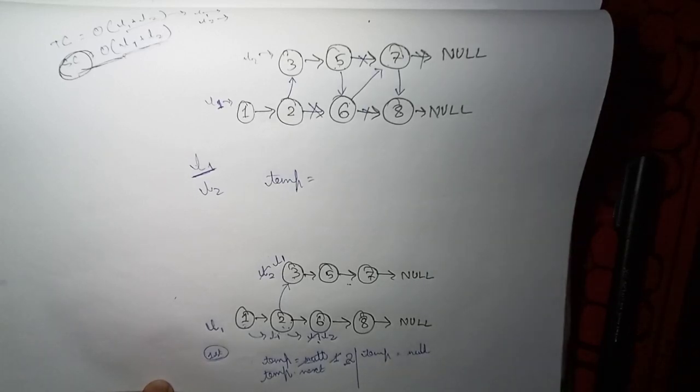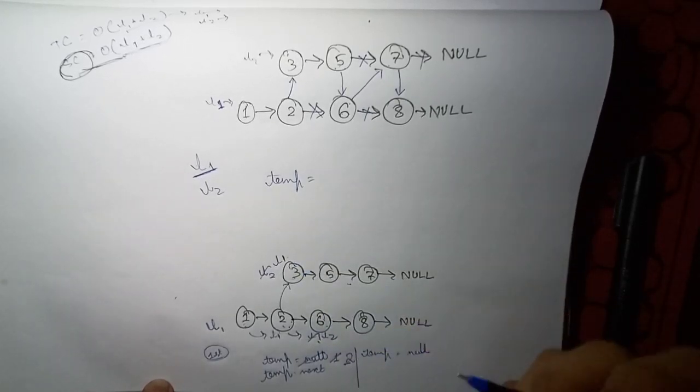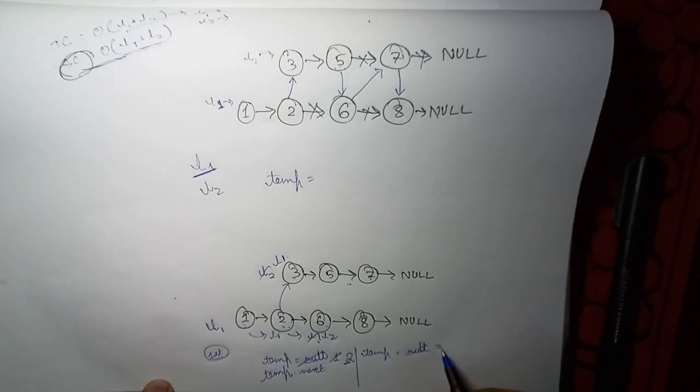Now again the same process continues. We have to keep on moving L1 till it exceeds the value of L2. Now it will compare L1 and L2. L1 is smaller, so the value of temp will get updated and the new value is 3.